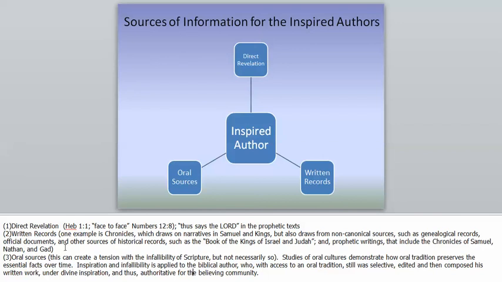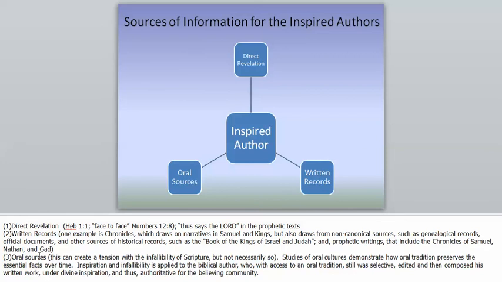The inspired authors of the Old Testament had available to them written records. For example, Chronicles. The book of Chronicles draws from the narratives of Samuel and Kings, the biblical texts, but also from non-canonical sources, such as genealogical records, official documents, and other historical records, such as what's quoted as the book of the Kings of Israel and Judah, some kind of a written source. We don't have that source, but the author of Chronicles is using it in his inspired text. And prophetic writings that include chronicles of Samuel, Nathan, and Gad.